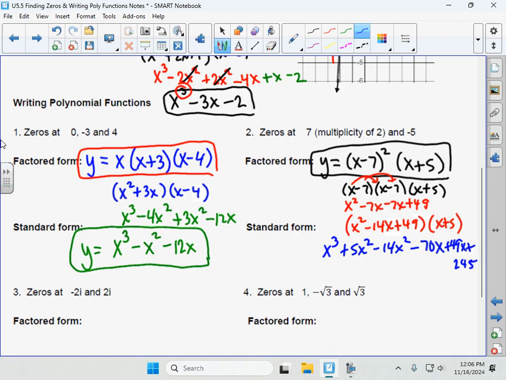All right, so combining like terms and putting this in standard form, let's see, I'll put the answer right here. So x to the third, 5x squared minus 14x squared is minus 9x squared. Negative 70 plus 49 is negative 21x, plus 245.